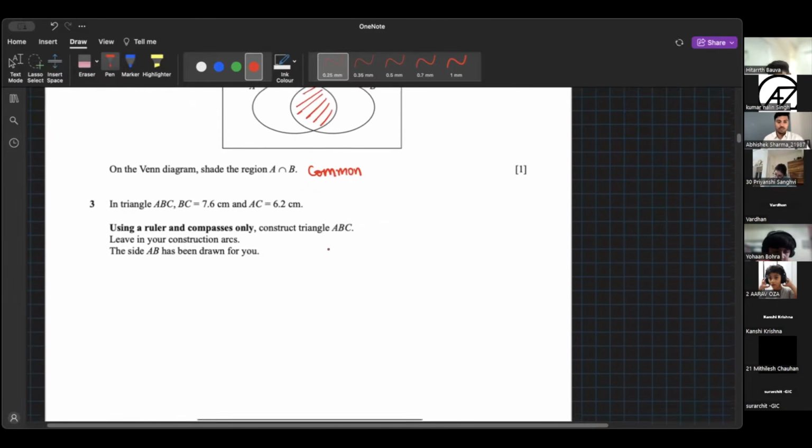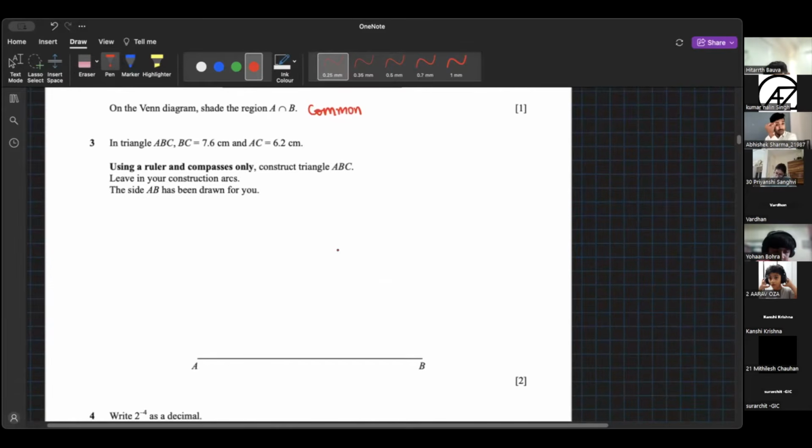Moving on to question number 3. It says in triangle ABC, BC is 7.6 centimeters, AC is 6.2 centimeters. Using a ruler and compass only, construct triangle ABC. Leave in your construction arcs, that means you don't have to erase the arcs. The side AB has been drawn for you. So AB is already drawn. We have to draw or sketch the BC and AC lines.